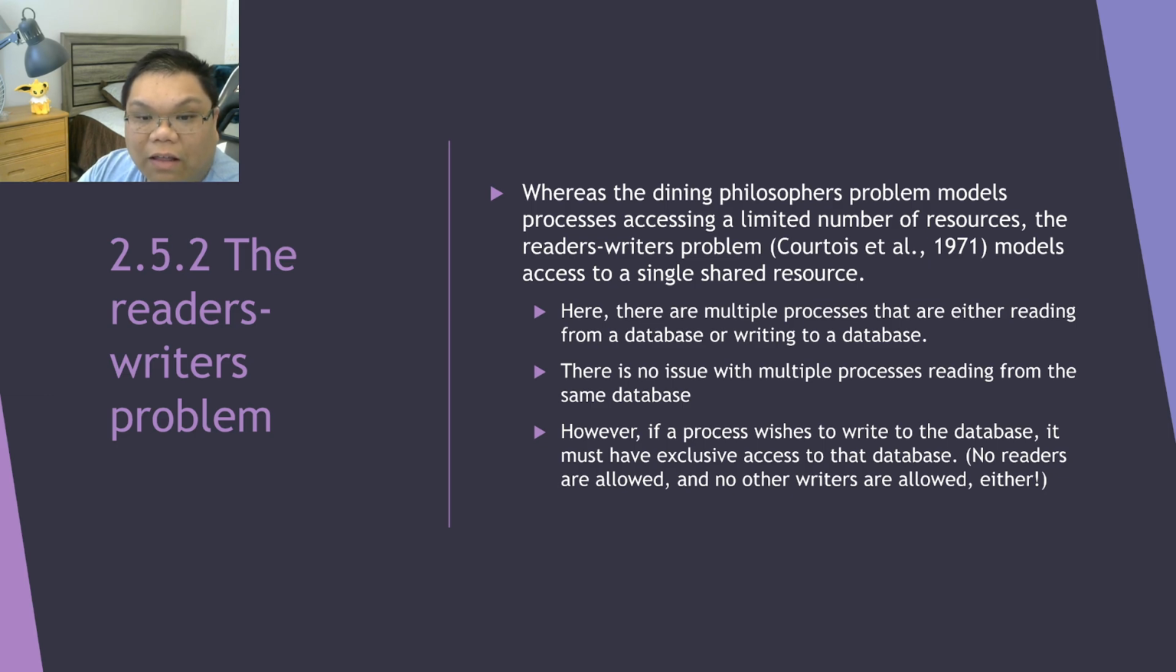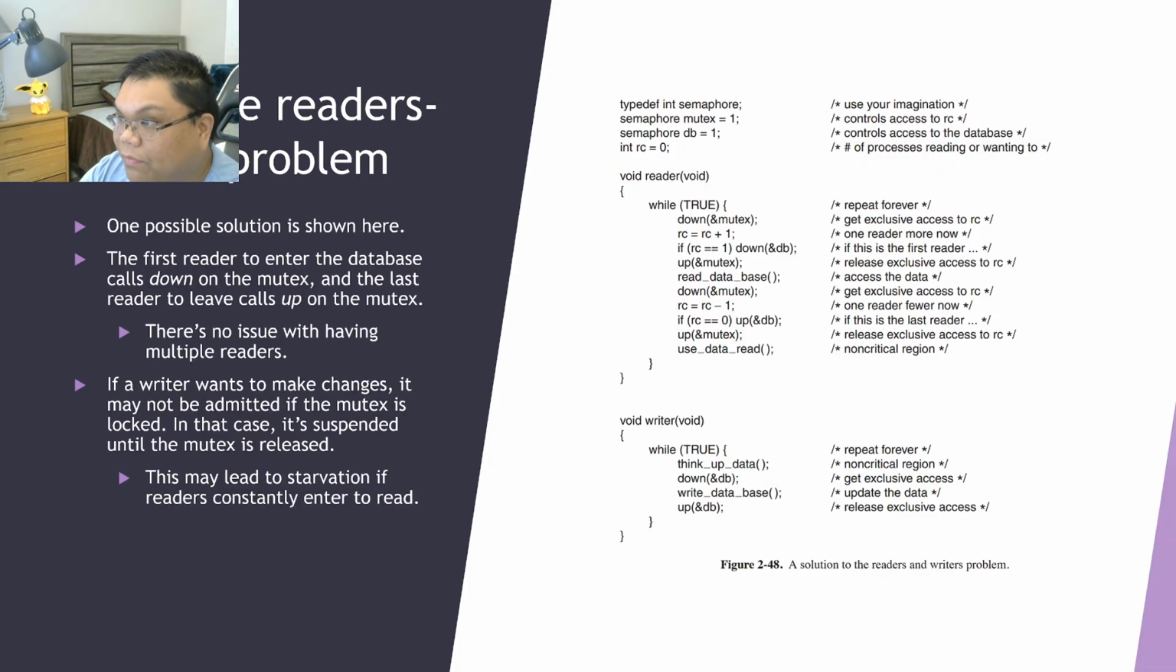Here's what's going on. There are multiple processes that are either reading from a database or writing to a database. There is no problem with multiple processes reading from the same database. However, if a process needs to write to that database, it must have exclusive access to that database. So no one is allowed to read from that database, and no one else is allowed to write either.